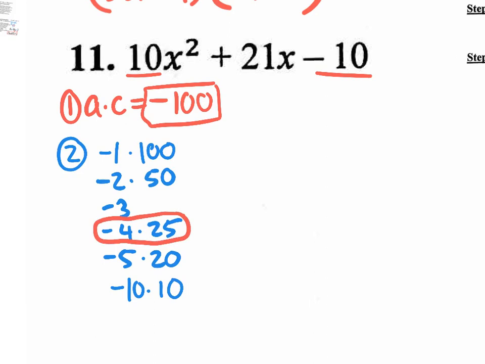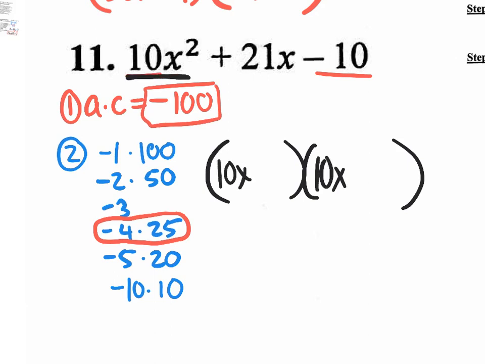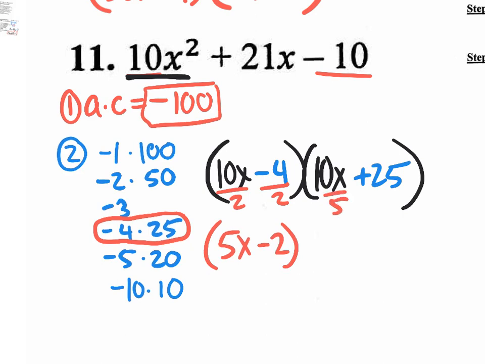It's ready to go. So we're going to take that pair of numbers and plug it into our answer format. And inside the binomials, you take the 10x without the square and write it in there. And then you take your values from step 2, the negative 4 and the positive 25, you plug it right in there. And then you try to divide each of the binomials by the GCF. So that first binomial, the 10 and the 4, you could reduce by 2. So you end up with your answer 5x minus 2. The second binomial you could reduce by 5. You end up with your answer 2x plus 5. And that's it.